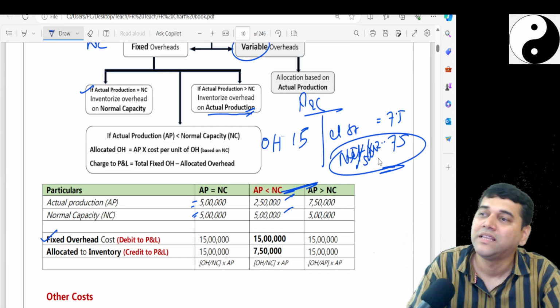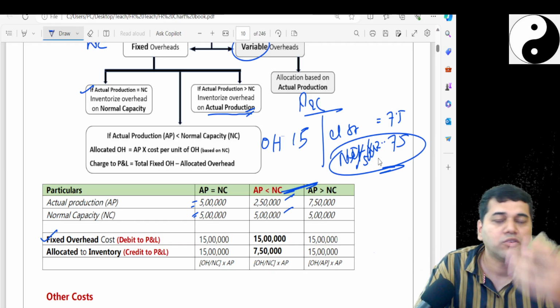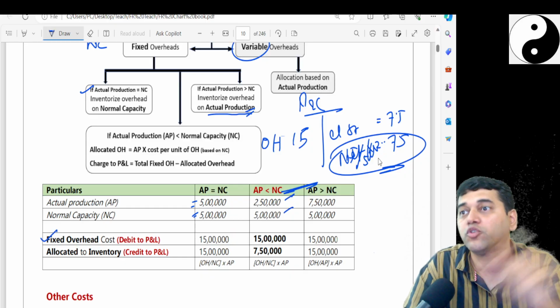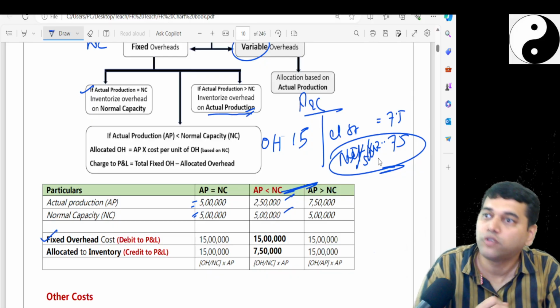That's why they say that it should not be inventorized, it should be moved to P&L. This is the language they use. What is the meaning of that language? Don't inventorize means don't include in the calculation of the valuation of the inventory. Let it go to the P&L account.